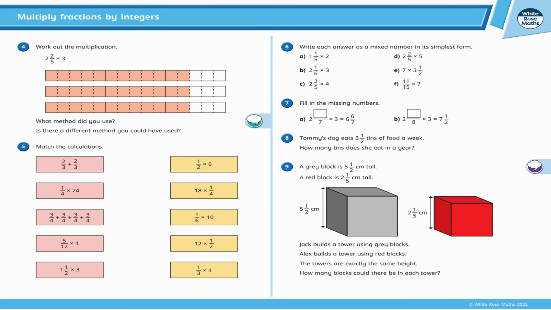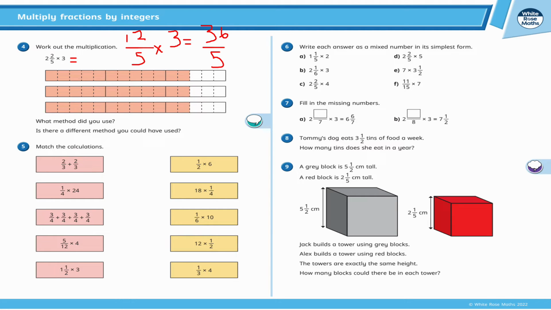Okay, question number 4, guys. Work out this multiplication. Again, I'm going to change that to a top-heavy fraction or an improper fraction. So 5 times 2 is 10, plus the 2 is going to be 12. So I get 12/5 multiplied by 3, which equals 36/5. I've just realised that that is actually the same question on the previous page, but that's fine.